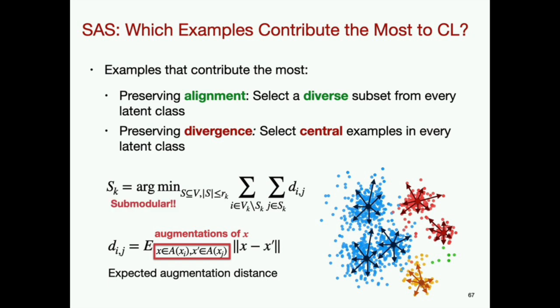And again, we have the property that this is some sort of set function, and we know that this is also submodular, as we prove in our paper. So again, the same benefits of submodularity come into play. So that was the main algorithm, and we call this algorithm subsets that preserve augmentation similarity, SAS.